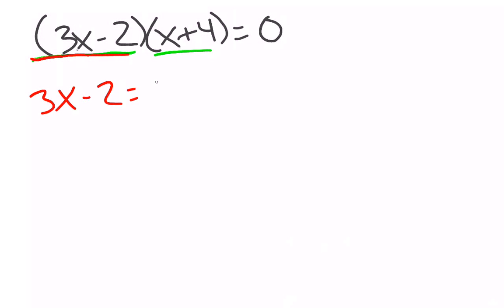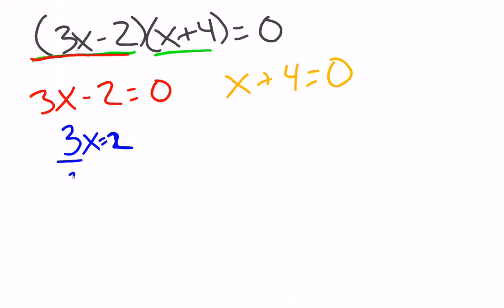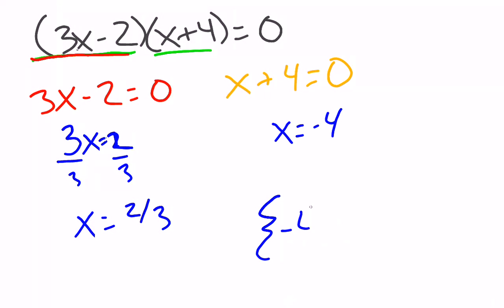3x minus 2 equals 0. x plus 4 equals 0. And we solve. This is going to be a two-step equation. Add 2, so I get 3x equals 2, and divide by 3. Oh no, it's a fraction. It's okay, just leave it. Subtract 4, I get x equals negative 4. So my answer is negative 4 or 2/3.